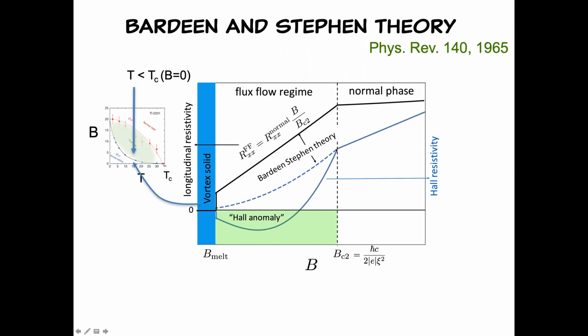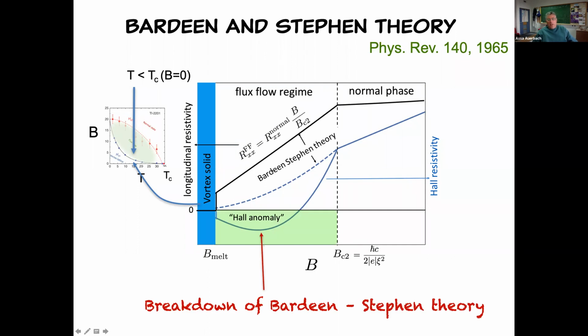However, Bardeen and Stephen predicted the Hall sign is going to be exactly the same as the Hall sign in the normal phase. There's not going to be any change of sign of carriers. That's why when people observed this anomaly, which is suddenly a reversal of the Hall sign, it was considered a very mysterious thing that showed the breakdown of Bardeen-Stephen theory. And the question, of course, of how to fix Bardeen-Stephen theory was the subject of all these controversies.